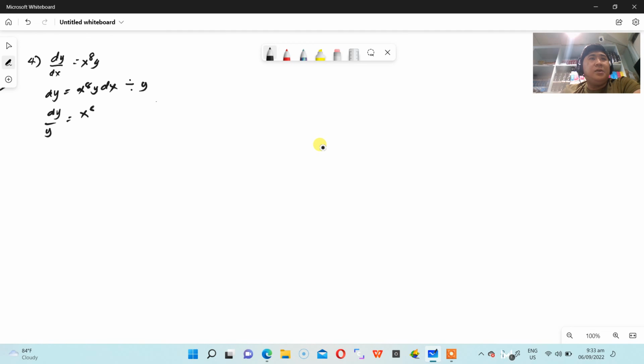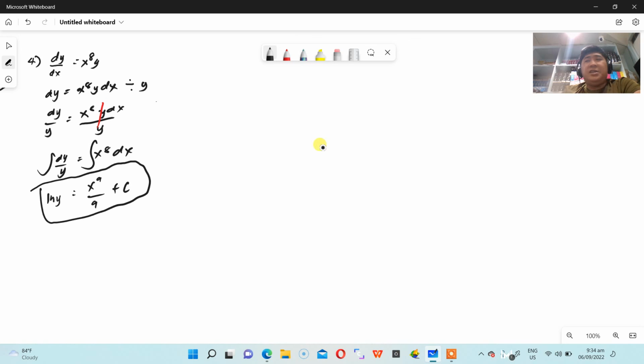So 8 y dx over y, therefore we could eliminate the y. And then now we could integrate dy over y equals x raised to the power of 8 dx. Then the integral of dy over y is ln y equals the integral of this, that is x raised to the power of 9 over 9 plus c. If you could see, the answer ends here, but we could make this one further. So y equals e raised to the power of x^9 over 9, then plus c.